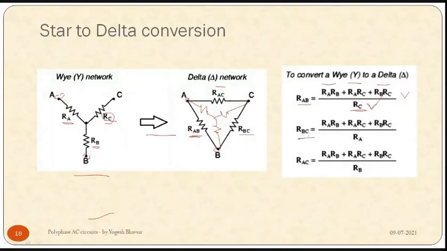Same thing for RBC, where it is points B and C, and at points B and C there are resistances RB and RC, but not RA. So include that RA in the denominator. Similarly for RAC, A and C, RB is not coming in the branch, so include that in the denominator. On the numerator, there is a multiplication of adjacent resistances. So in this way, you can keep in mind the star to delta conversion formulas and the delta to star formulas.